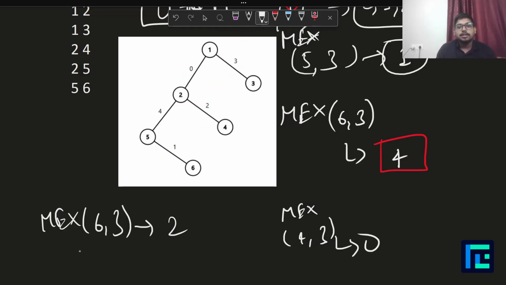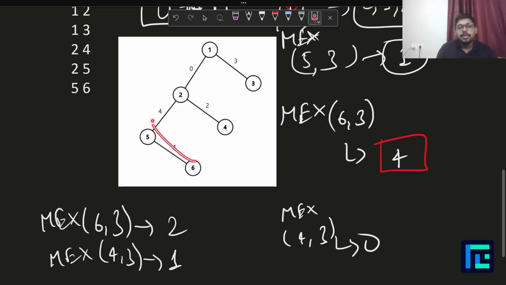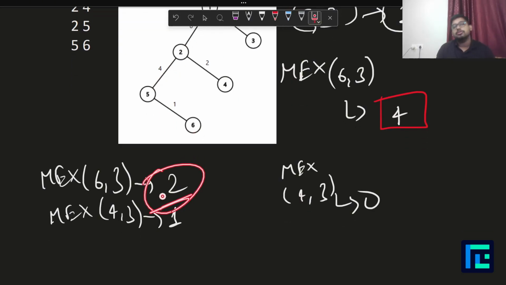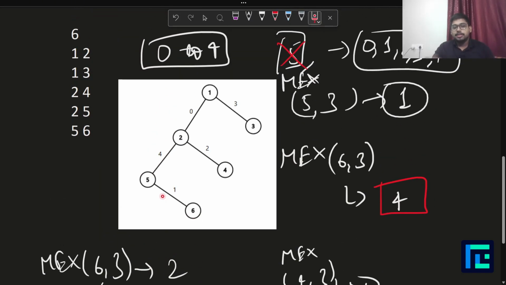So in this path you can say that the MEX of 4 to 3, in this path 1 is not present. If you take this path, here 0 is not present. So these smaller paths would obviously be less only. So any possible path you take, the maximum value you are getting here is 2. You can try on this particular assignment, you would never get a value more than 2.